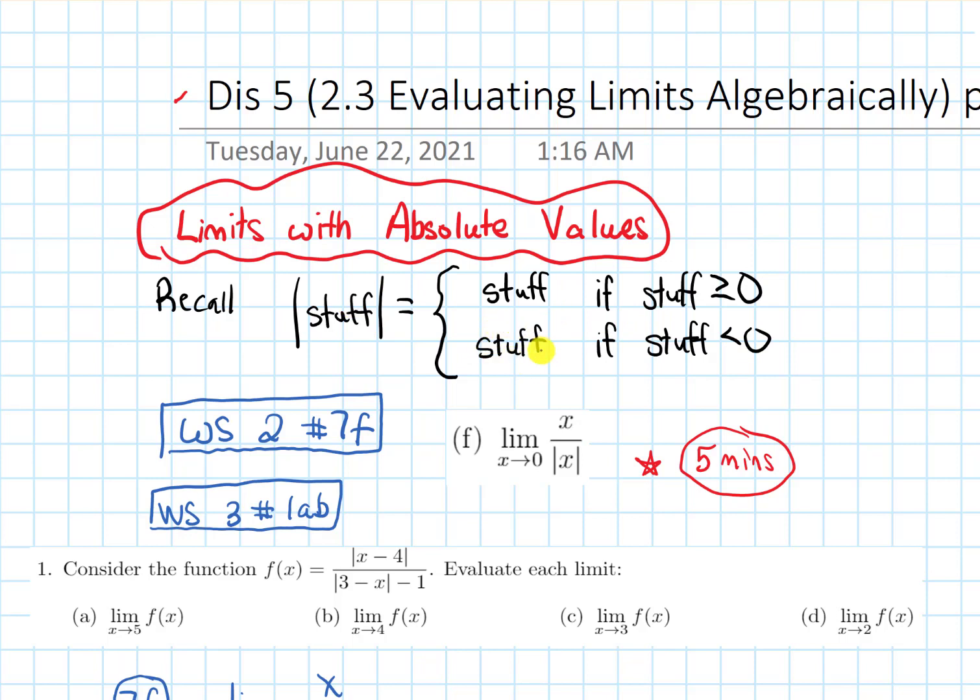But right now that would be negative. I need to make it non-negative by putting another negative in front of it. So we're going to use this idea to rewrite absolute values as piecewise functions.